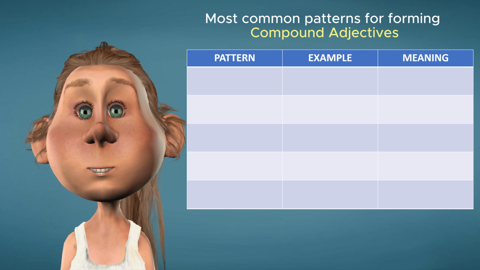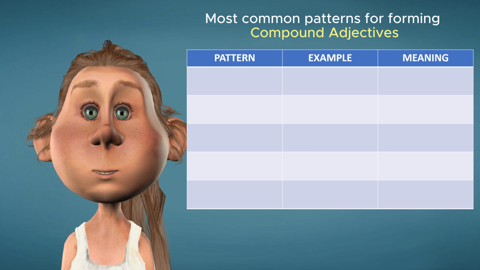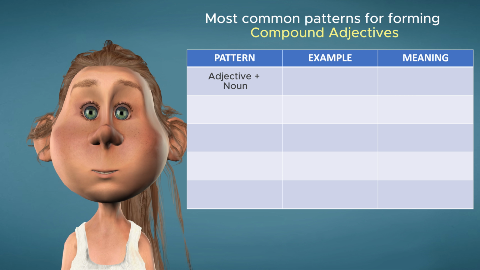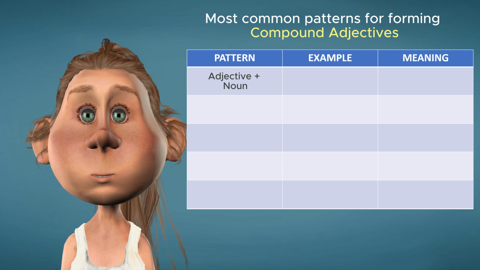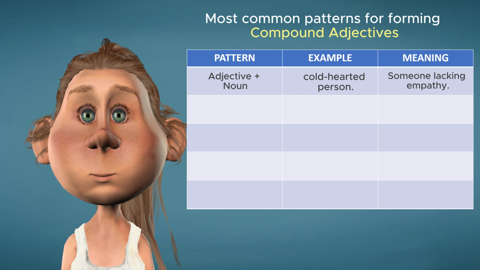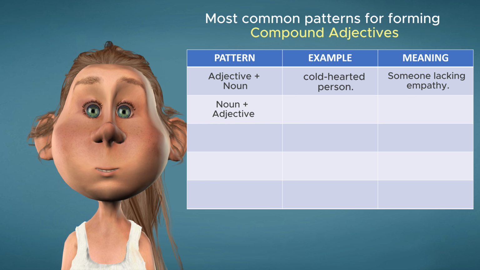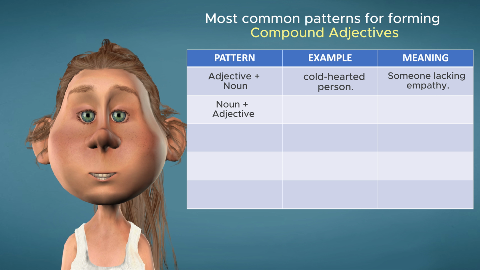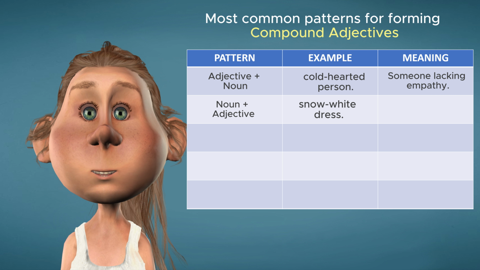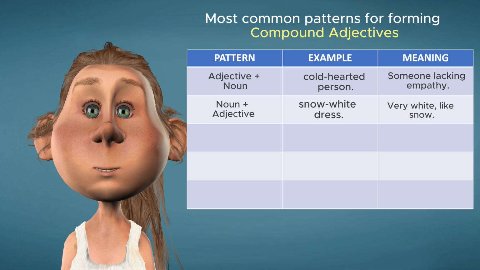Here are the most common patterns for forming compound adjectives. Adjective plus noun. Example of this: cold-hearted person, meaning someone lacking empathy. Noun plus adjective. Example: snow white dress, meaning very white like snow.